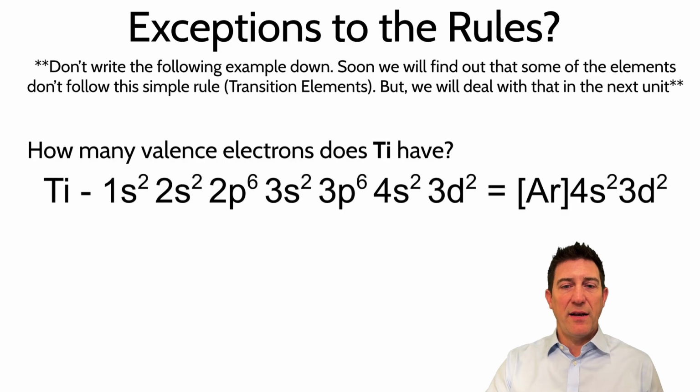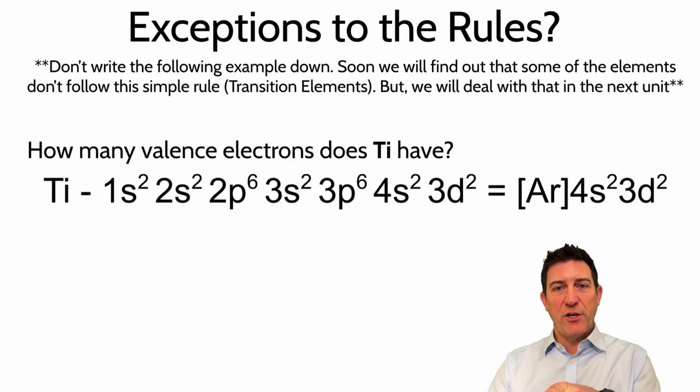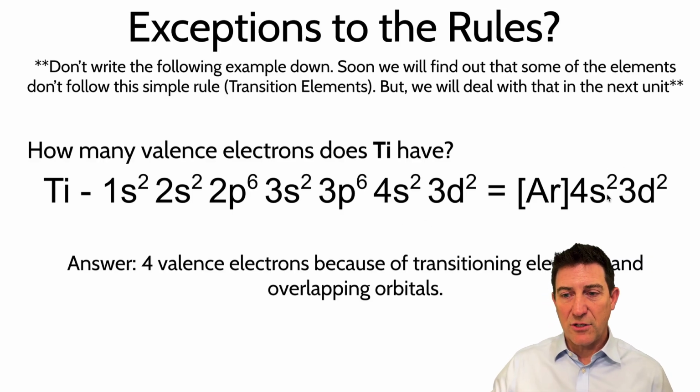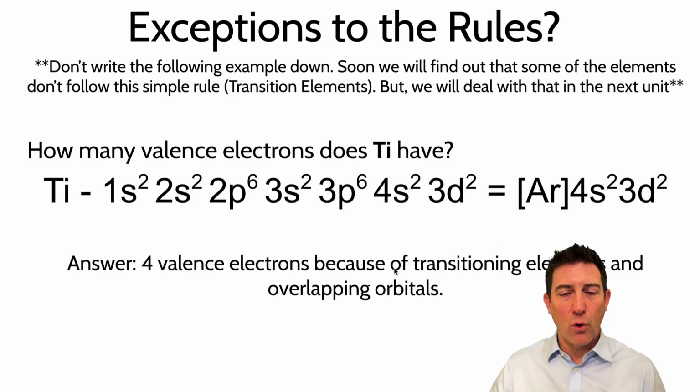Here's titanium, right? Titanium's electron configuration is on the screen, and then I've got the noble gas configuration over there. How many valence electrons does titanium have? It'd be really easy to look at this titanium and say it has 2 valence electrons because the 4th energy level is the highest energy level and it has 2. Turns out it actually has 4.